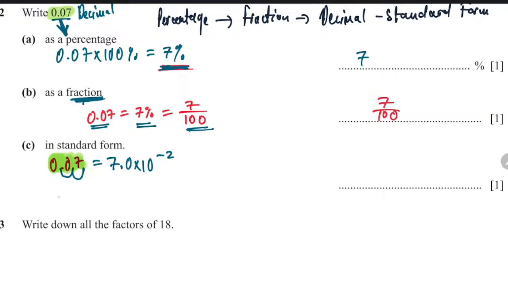If it was 700 like this, or 70, we would say 1. Okay, do you get it? 0.0 something, that's a very small number. Is that not a small number when it's 0 point something? So that means the power would be what? Good. So it is 7.0 times 10 to the negative 2.